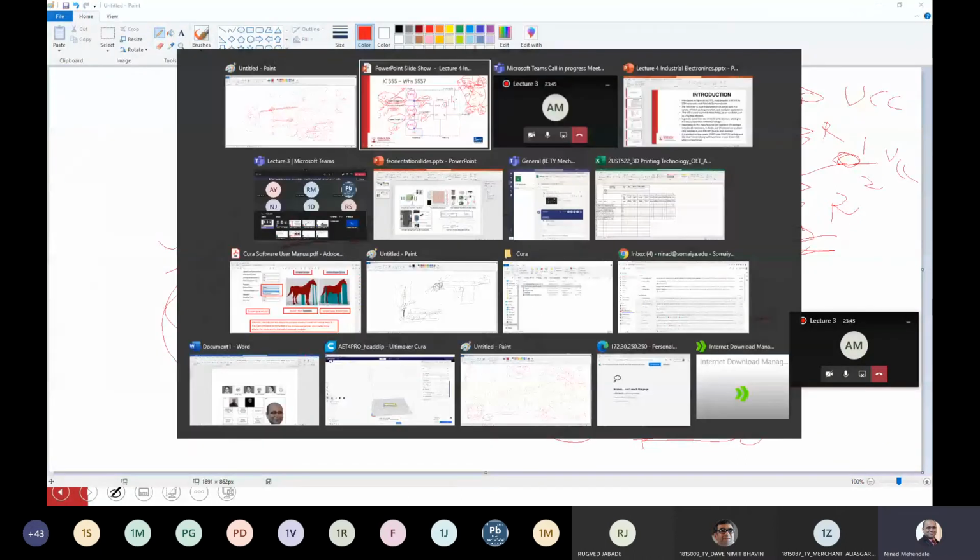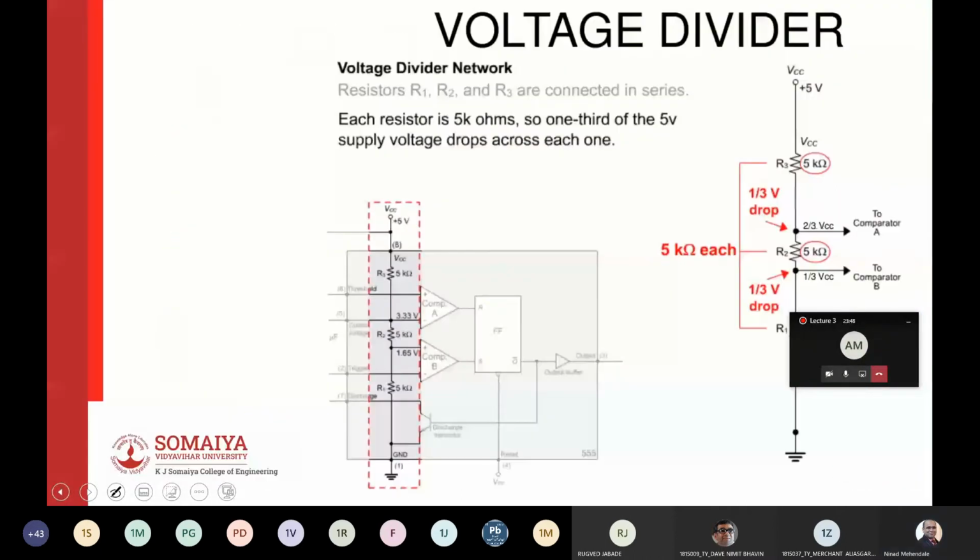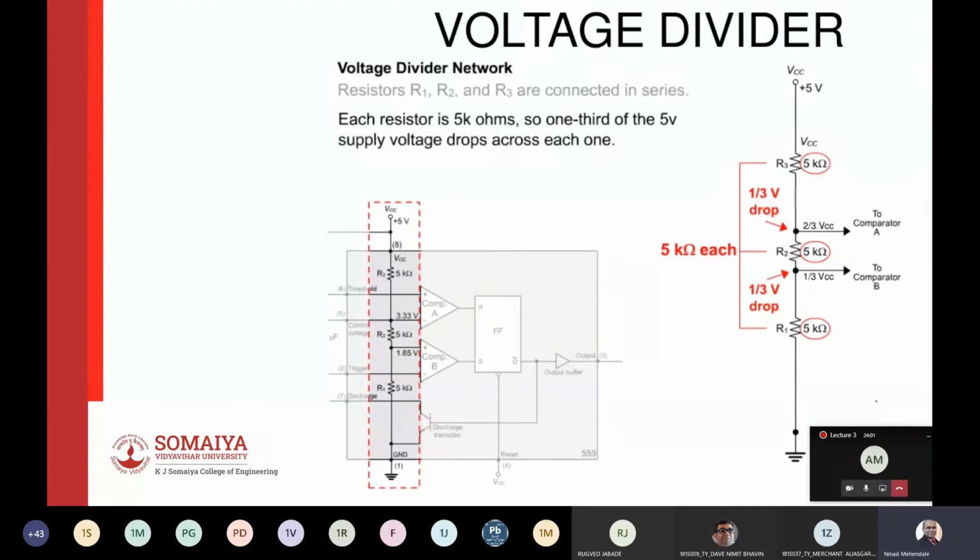So let me go to the next slide. So let's start one by one. The first thing in the op-amp circuit diagram is three 5K resistors. I guess I have explained everything already, but let me just show it in the form of slides. So at this point, you will lose 1/3 of the voltage, and your output voltage is 2/3 of VCC. At this point, again, you will lose 1/3 of the VCC, and your output is 1/3 of VCC.